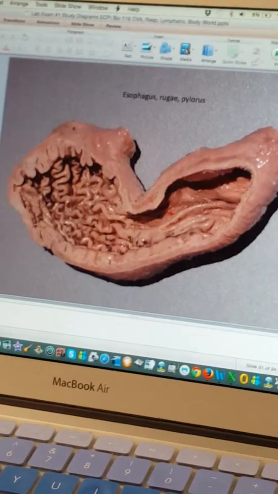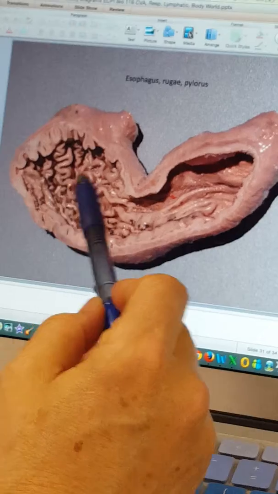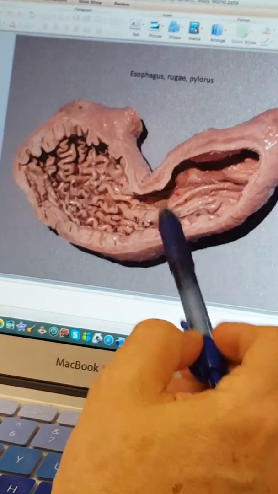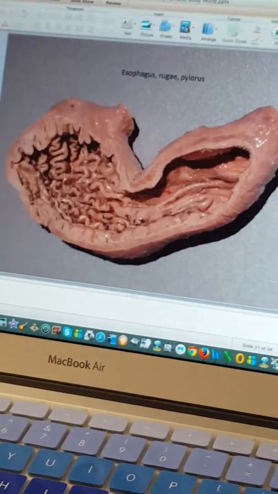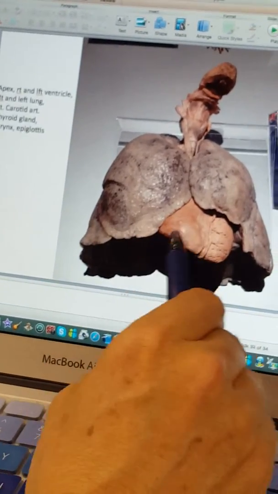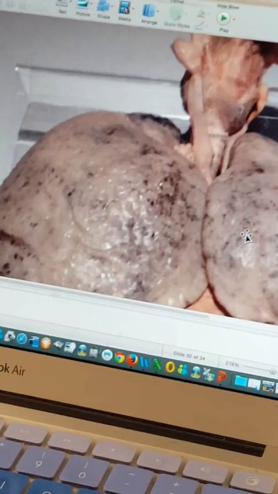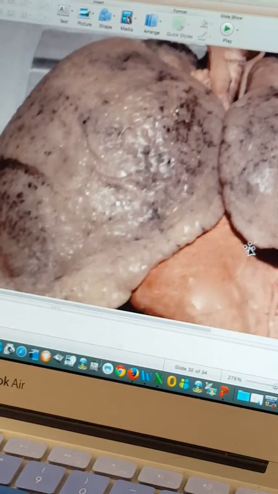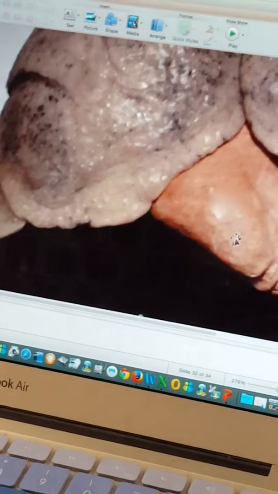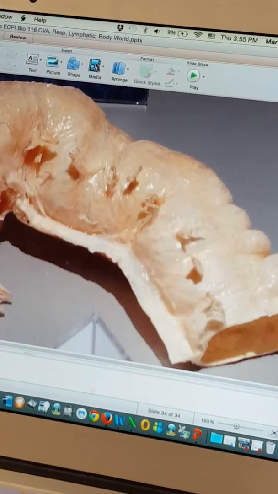Nice one of the stomach, right? So look, there's the esophagus. These are rugae. Here's the pylorus right here. All right, so I had to block out some words here. Now again, doesn't mean you can't enlarge the picture. See how it's fuzzy right there? There was a word on there, so I took it away.